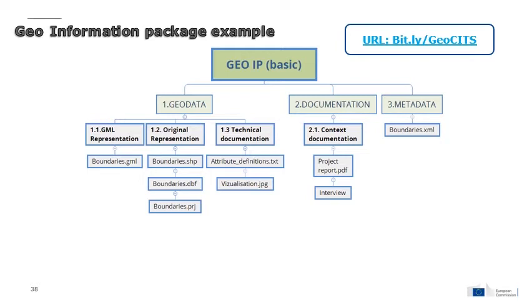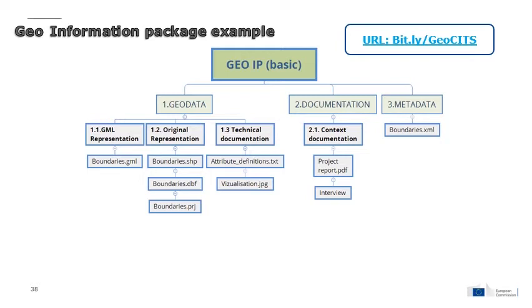So to go back to the structure of the package, we have three basic folders. One is the data, or geodata in our case. The second one is documentation, and the third one is the metadata. Within the geodata, we first store the original representation, the original data from the system. Then we also recommend that this data be converted to a GML representation in case of vector data, or any other long-term preservation format that is recommended for geodata.